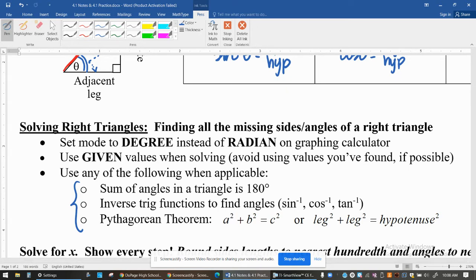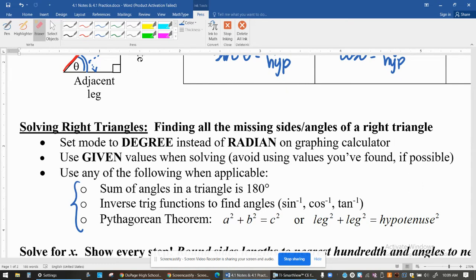All the angles in a triangle add up to 180. You're going to use inverse trig functions: sine inverse, cosine inverse, tangent inverse. Remember that when we studied inverses, another way to write the inverse of f of x was f to the negative 1 of x. That was the inverse of f. So the inverses are sine inverse, cosine inverse, and tangent inverse. And the Pythagorean theorem says that the two legs, when you square them and add them, are equal to the hypotenuse squared: a squared plus b squared equals c squared.